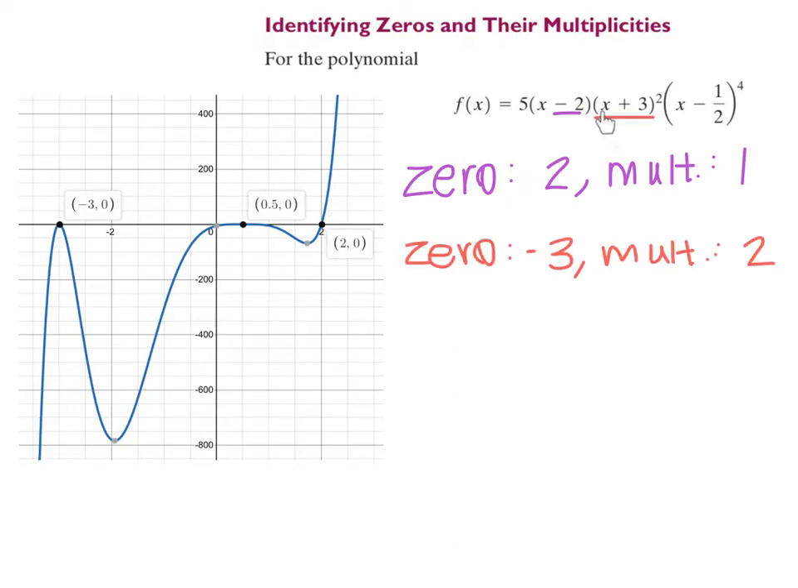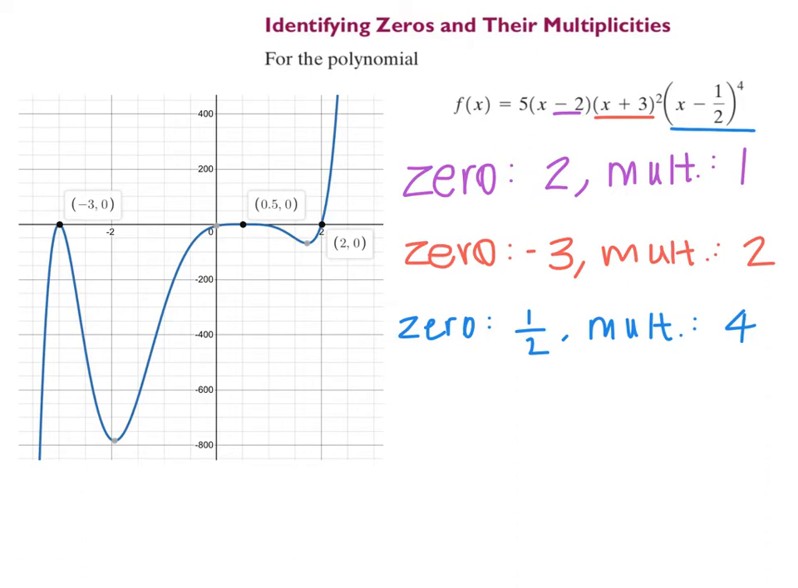So our second factor is x plus 3. Change the sign, and our zero is negative 3, and it has a multiplicity of 2. Even multiplicities bounce or touch the x-axis, so let's find negative 3, and it does. It bounces right here. Looking good so far.